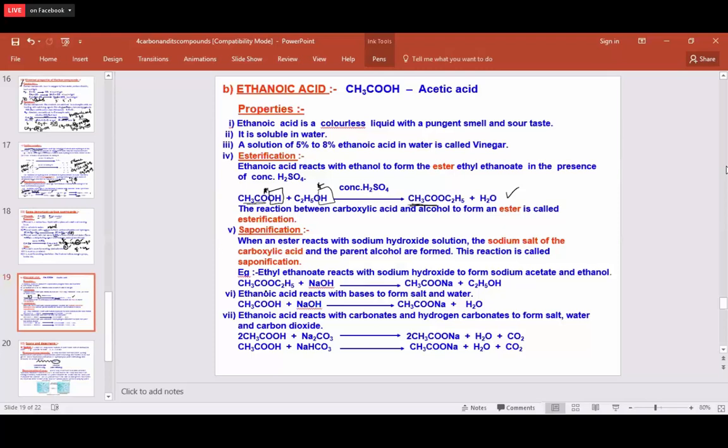For example, ethyl ethanoate, with the same formula, CH3CO C2H5. We are treating it with sodium hydroxide. Now what will happen over here is that the bond will break over here. So now here we have to break a bond.